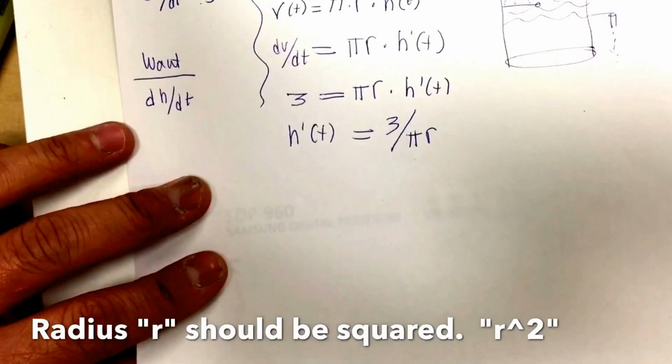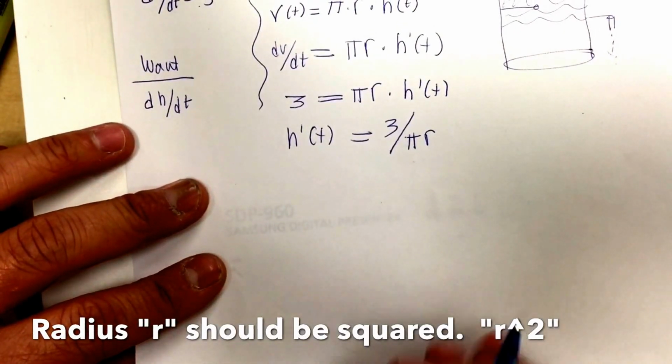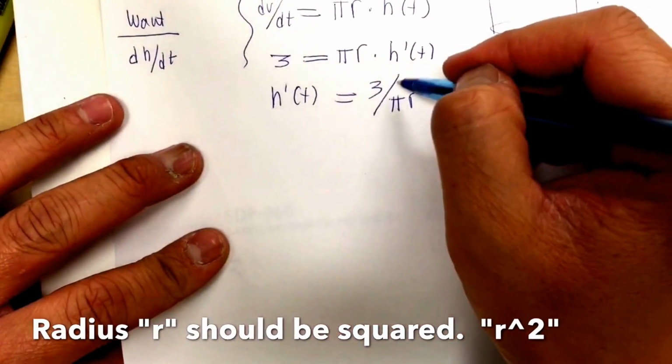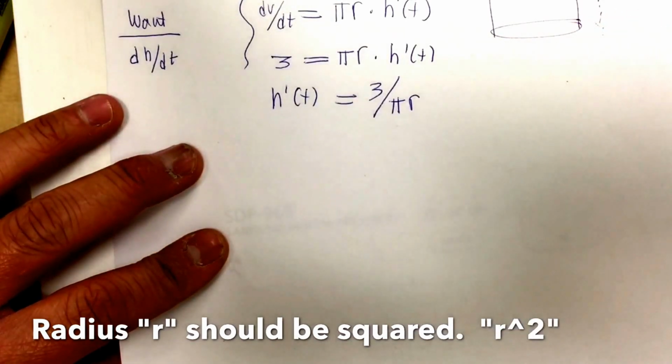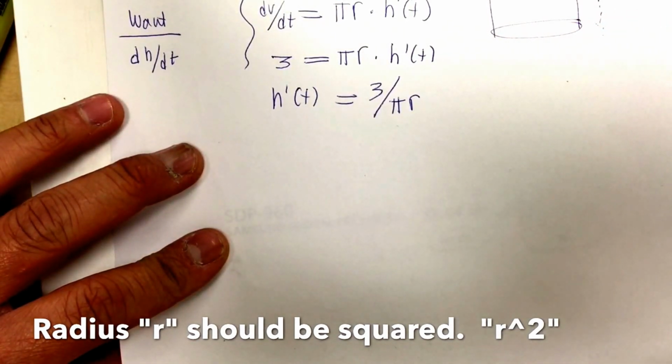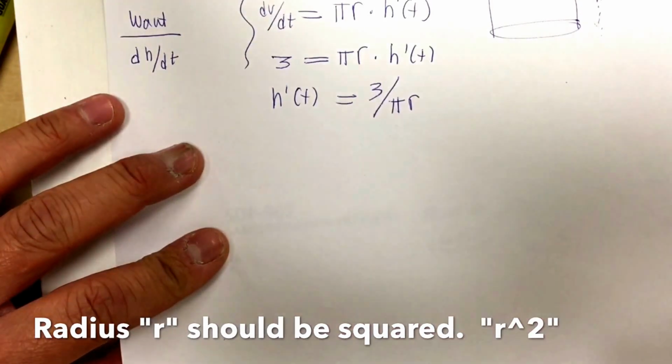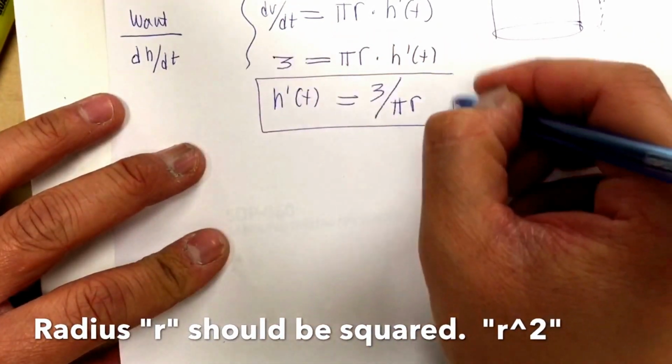So the height is changing at a rate of 3 over pi r squared, whatever r is. We do not know what r is, so therefore we have to express our answer in terms of r.